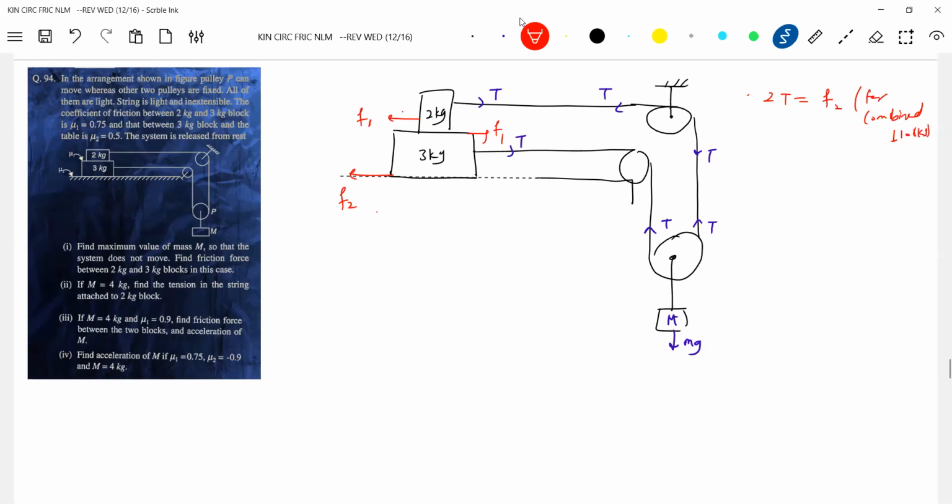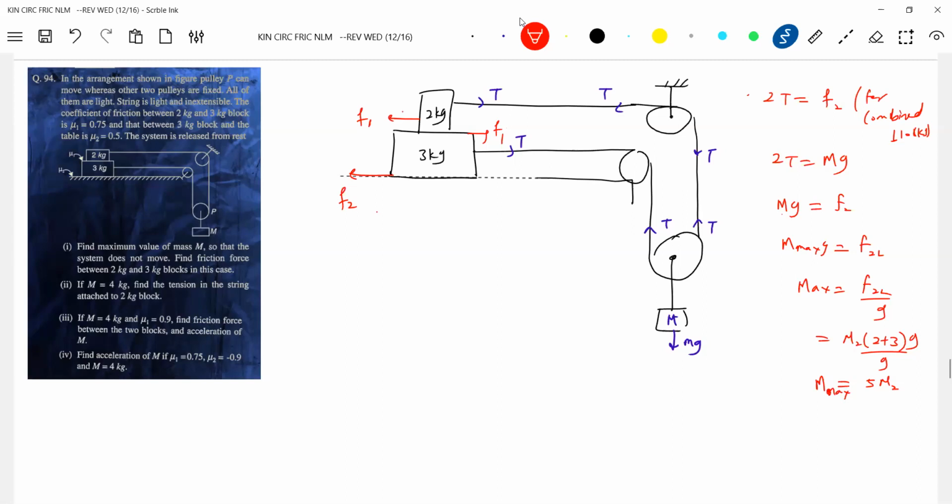So that F1 will become internal, will get eliminated. And this 2T further should be equal to Mg. So therefore, Mg should be equal to F2. So when M becomes maximum, this F2 will become limiting. So the maximum value of this will be F2L by g. This should be equal to mu2, 2 plus 3, 5 mu2. Okay, there's a maximum permitted value.